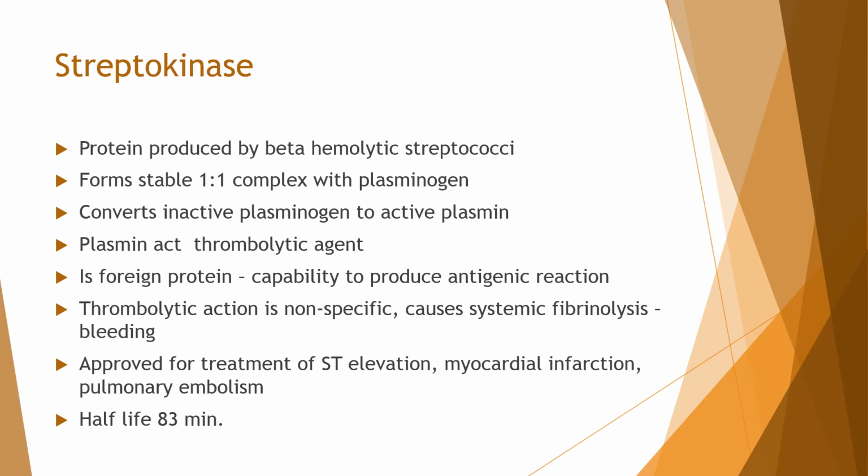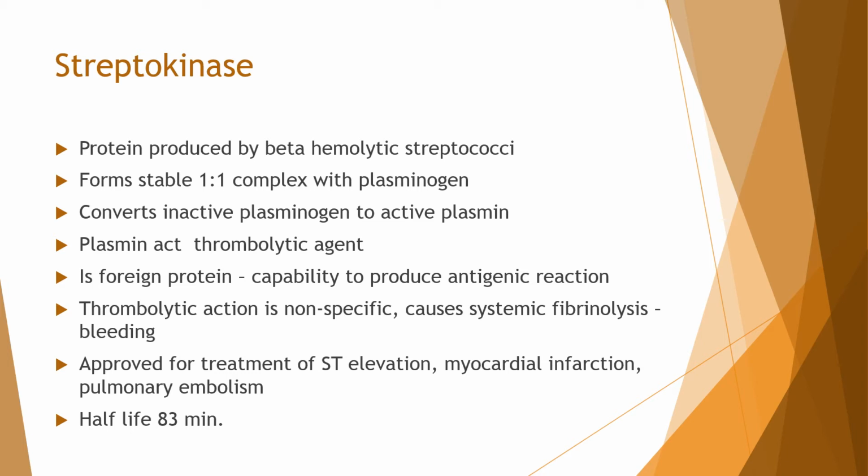The very first agent amongst them is streptokinase. It is a protein produced by beta hemolytic streptococci. It is one of the proteins secreted by the streptococci. It forms a 1:1 complex with plasminogen. Streptokinase forms a complex with the plasminogen, a 1:1 complex, and it converts the inactive plasminogen to active plasmin. Plasmin is a proteolytic enzyme, as we have already seen in the previous slide. Then this plasmin acts as a thrombolytic agent.